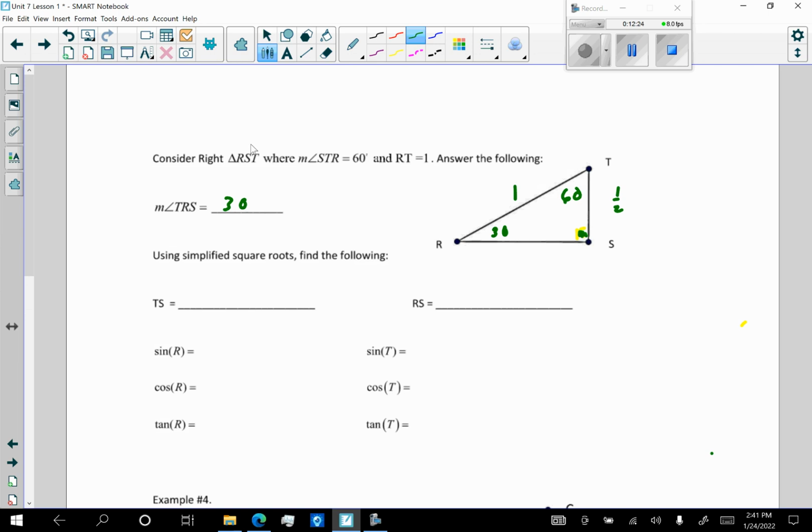Well, I don't even need to use simplified square root. I know that TS is equal to 1/2. And I know that RS, which is going to be the square root of 3 times the short leg, RS is just going to be square root of 3 over 2.